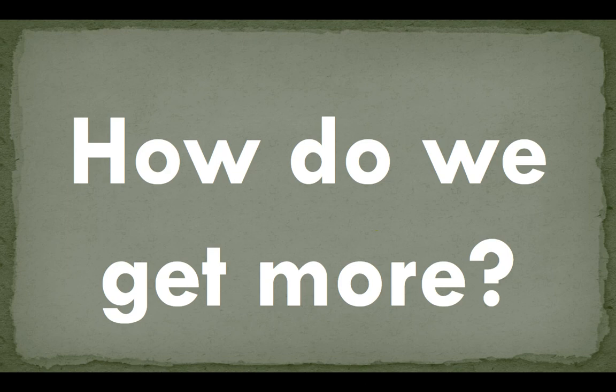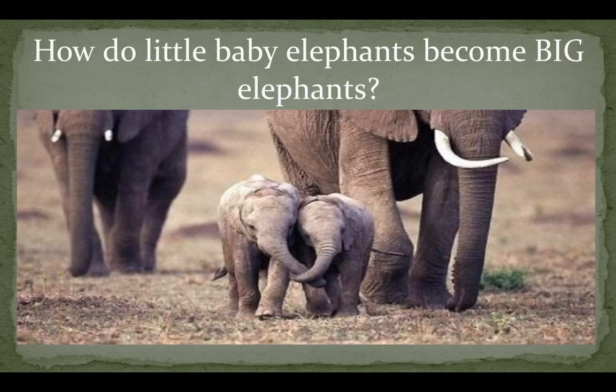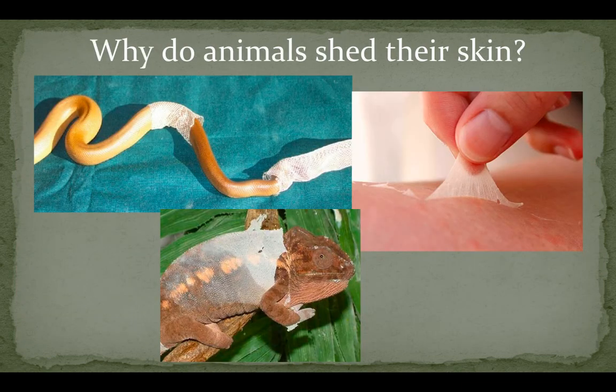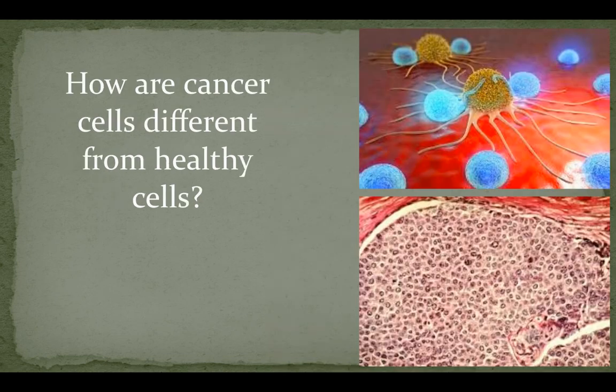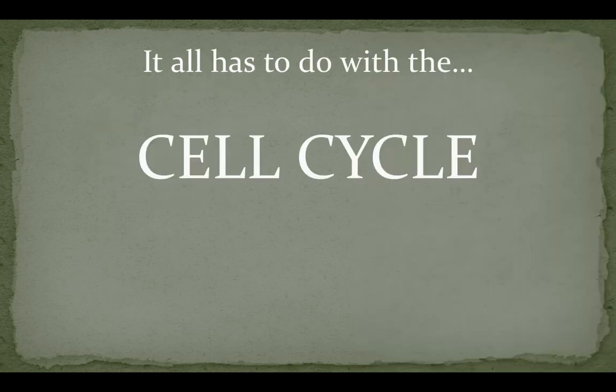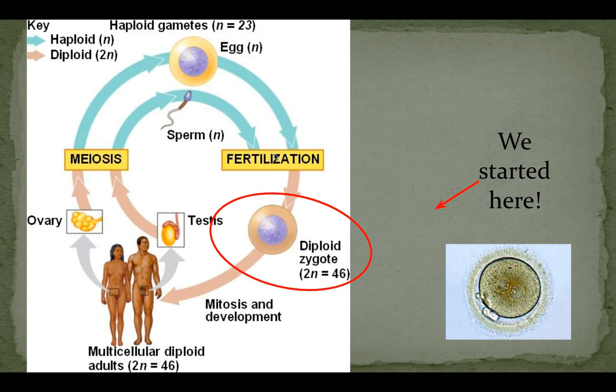Okay, so how do you get more? Started with 1 cell. How'd you get the trillions of cells that make up our bodies? Another question, how do little baby elephants become big elephants? Why do animals shed their skin? Why don't broken bones stay broken forever? And how are cancer cells different from healthy cells? So these are some questions we are going to answer this week. You'll be able to answer them confidently because you are going to learn about the cell cycle.